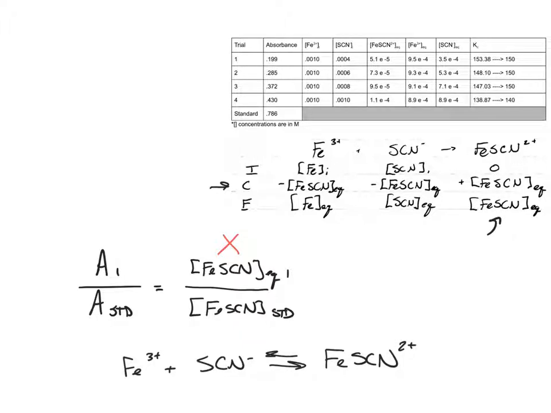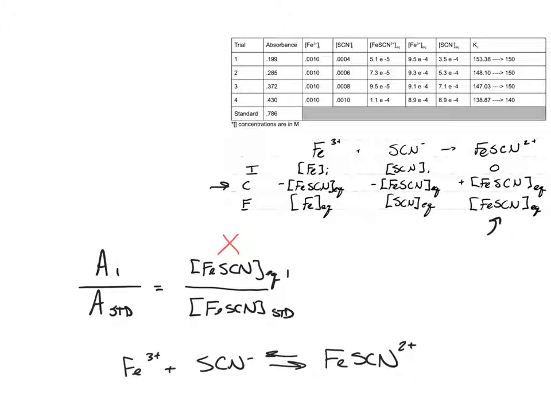Now I'm going to explain how we calculate the FeSCN for the standard. Once we have the absorbance 1 versus absorbance standard, and the FeSCN for the standard, we can solve for the missing variable. That missing variable will go down here, and then all the dominoes will fall from there. We can calculate the change, apply the changes to the two reactants, do the subtraction, and eventually find the equilibrium concentrations of the Fe, the SCN, and the FeSCN, and then calculate our K.